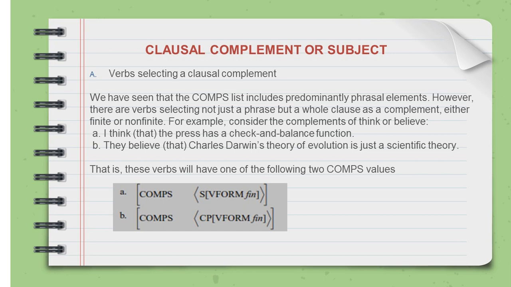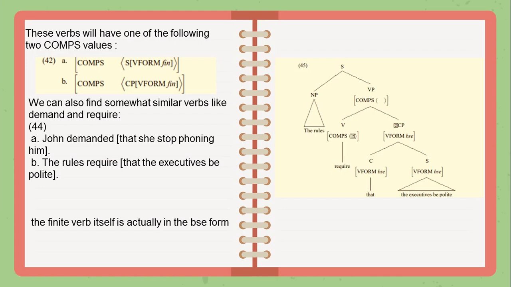That here is optional, implying that this kind of verb selecting for a finite clause, we will note it as VFORM finite. That is, this verb will have one of the following two comps values. Look at this picture, or next picture, next page. A. comps S with VFORM finite. B. comps CP with VFORM finite.